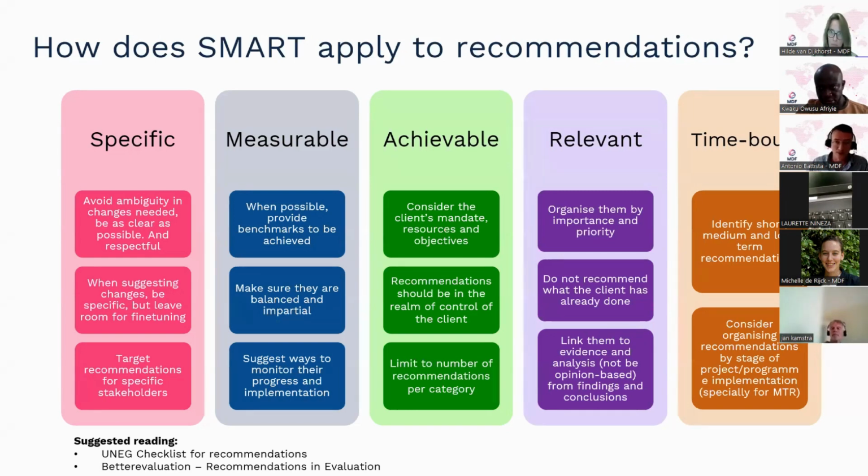Also, when it comes to relevance, it's really important that you make sure the client knows what, according to you, are the most important recommendations they should take on, and which are the highest priority ones they should address. That is something you can do quite easily by ordering them when you write the recommendations in the report. Or you can suggest the client do an exercise where they decide, okay, what are the most important things that we want to tackle?